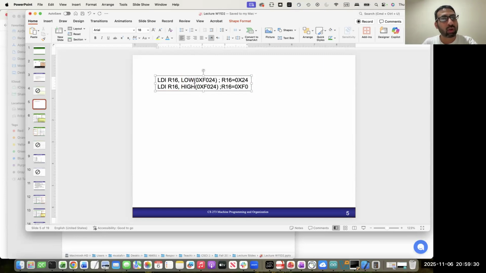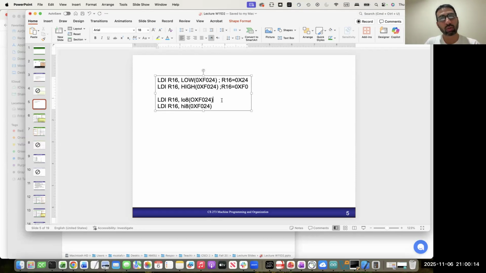However, if you use these versions of the low and high directive in your Arduino IDE, you will get an error. So in Arduino, they don't spell it like this. What they do is use LO8 and HI8, for example 0xF024. So in Arduino, this will be the right way to do things. If you use LOW and HIGH, you will get an error. So you need to use LO8, low 8, and HI8, high 8, for low and high.